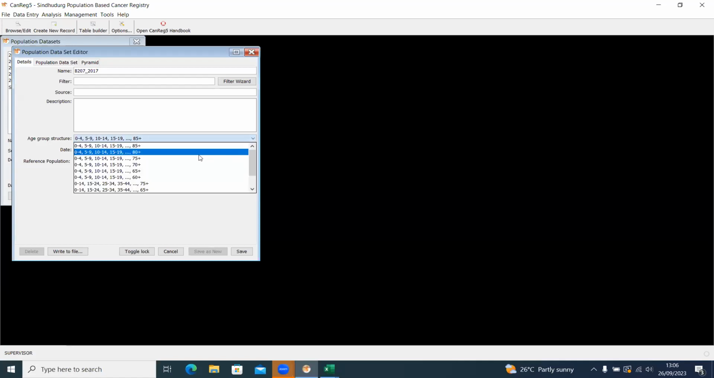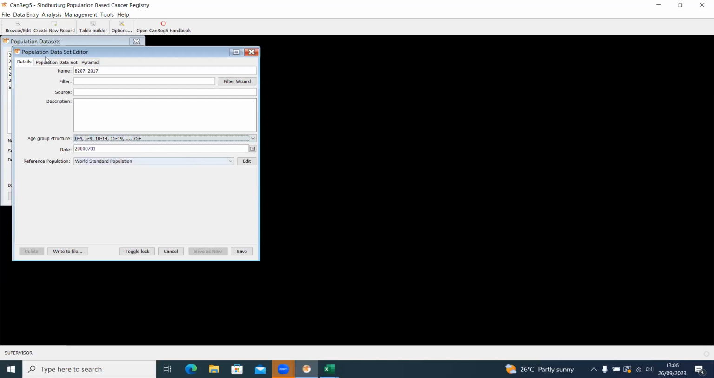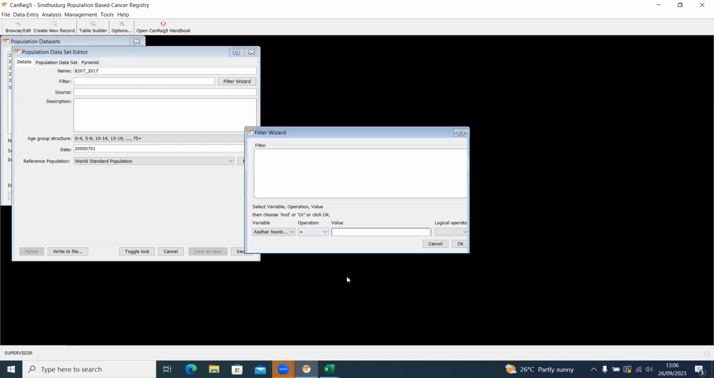Okay, I'll select the age group structure. And now in this case, there is one more option which we have to use, that is the filter wizard, which will allow us to select the population. Now here in my database, I have given the name Taluka for that particular block. So I will say Taluka like 207, and since I'm not sure exactly of the names of the villages which follow, I'm using the percentage symbol.